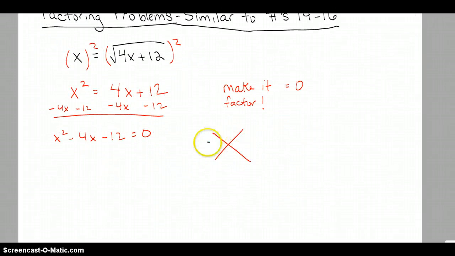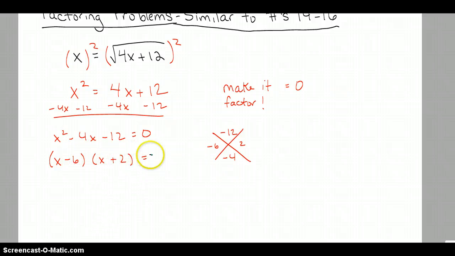Remember your box problems. We need two numbers that multiply to be negative 12 and add to be negative 4. The numbers that multiply to be negative 12 and add to be negative 4 are negative 6 and positive 2. So you can factor it to be (x minus 6)(x plus 2) equals 0. From that point, you're going to do ZPP, zero product property, and solve.